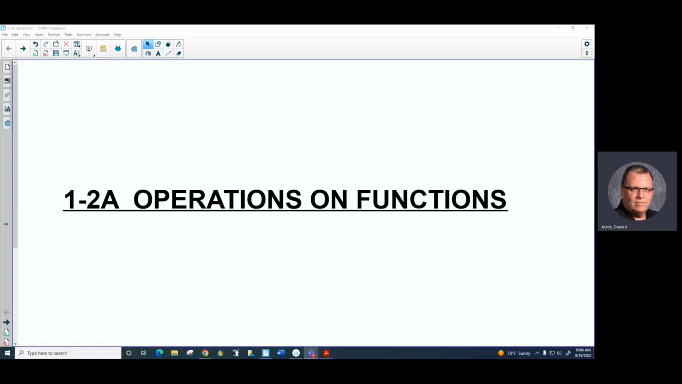Morning, folks. We are going to look at operations on functions today. This is the first part of section 1.2 in our book. We'll do the second part in the next video.